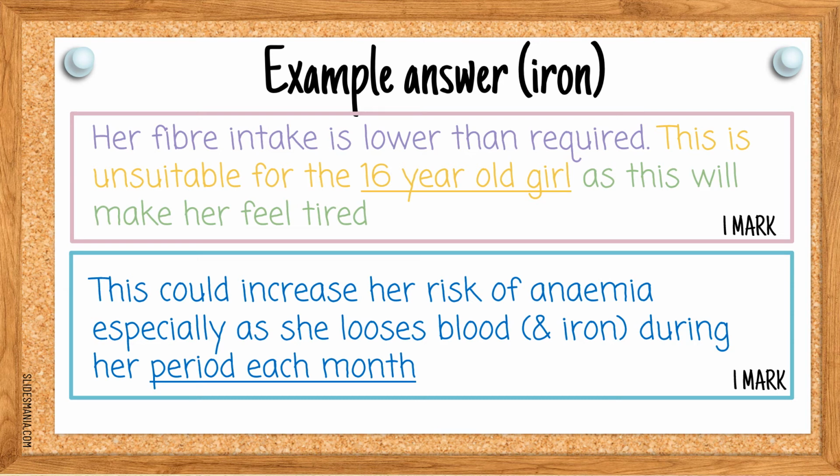Our second mark for iron is coming from our developed consequence. So we are continuing on with the same function of iron, saying that this could increase her risk of anemia, especially as she loses blood and iron each month during her period. So this is us given a developed consequence for our second mark. And we've also been specific to the person in the question by stating she's a 16-year-old girl, so she will have her period each month.